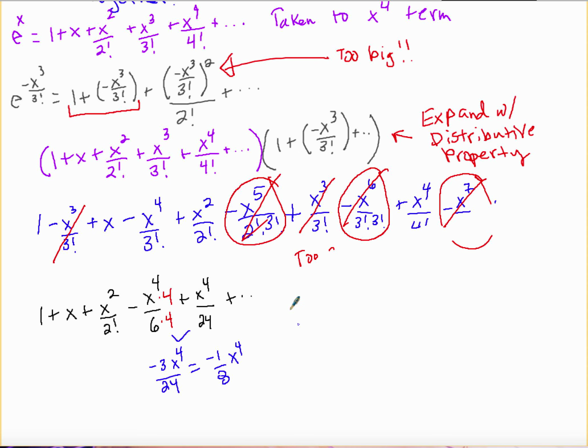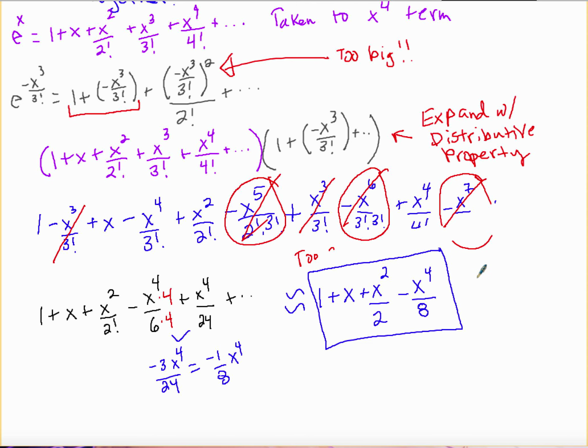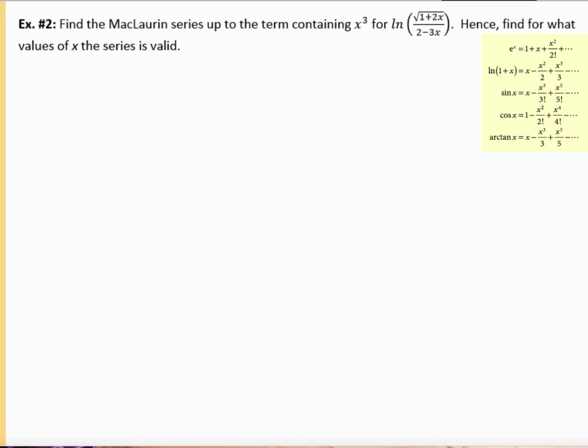So this is approximately 1 plus x squared divided by, well, 2 factorial is 2, minus x to the fourth divided by 8. So this is a series expansion for e to the power of the sine of x brought forth to the x to the fourth power term. Final answer. I guess I like these because we'd get to do a lot of algebra in them. And I miss doing the algebra sometimes.